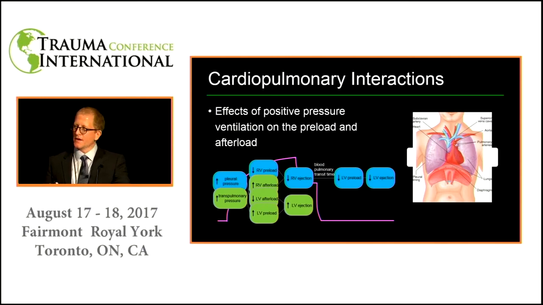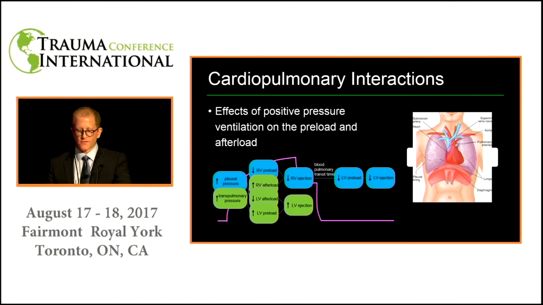So looking at the inspiratory phase of the breathing cycle, there's an increase in the pleural pressures, which will result in a decrease in the right ventricular preload and an increase in the right ventricular afterload, and the net result of this will be a decrease in the RV ejection. The transpulmonary pressure will increase with positive pressure ventilation, resulting in a decrease in the LV afterload and an increase in the LV preload, resulting in a net effect of an increased left ventricular ejection.